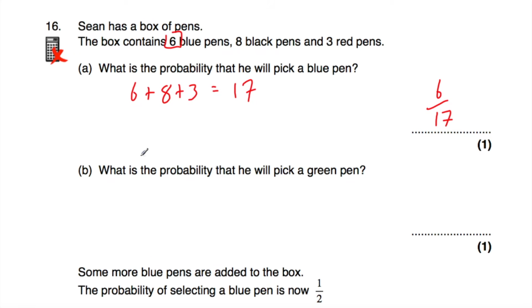Okay, our next part, part B, says find the probability that he picks a green pen. We know there's 17 pens altogether again, so it's going to be out of 17. Let's see how many green pens there are. Actually, there are no green pens. I should have just read that: there's no green pens in the box. So the answer would be 0 out of 17, which is just 0. And that's it.